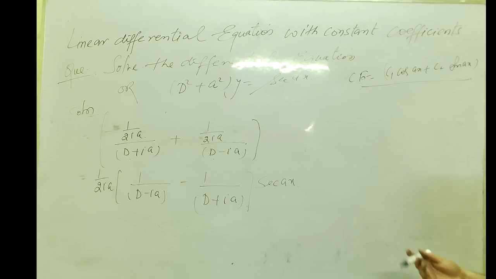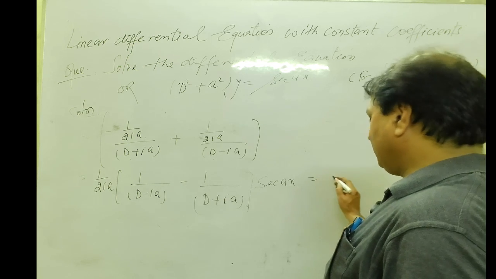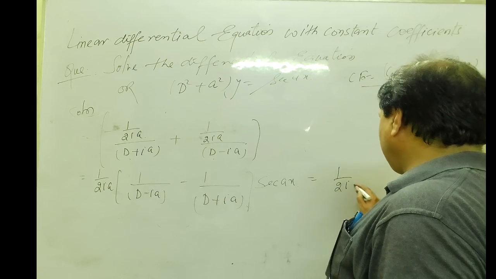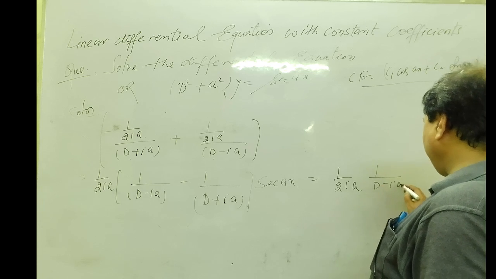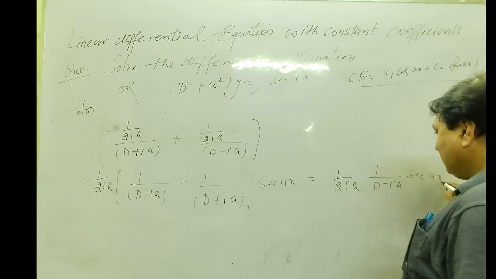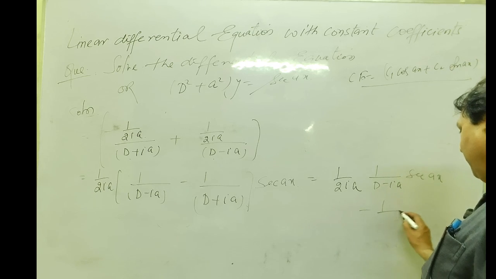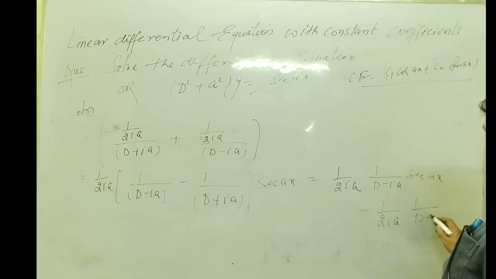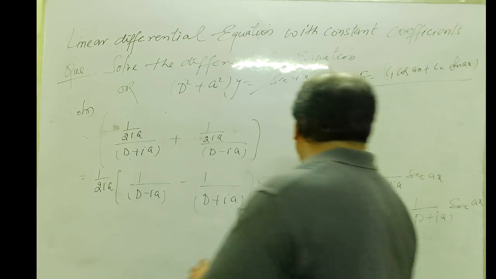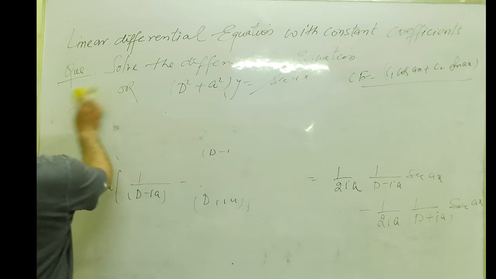Again repeat, this is the final answer: 1 upon 2ia, 1 upon D minus ia, sec ax, again minus 1 upon 2ia, 1 upon D plus ia, sec ax. Okay, this is the particular integral. After that we will solve. Finally, the particular integral.